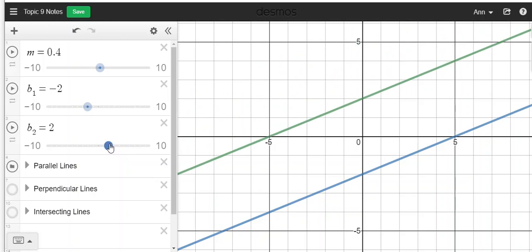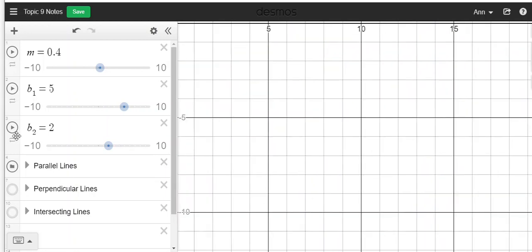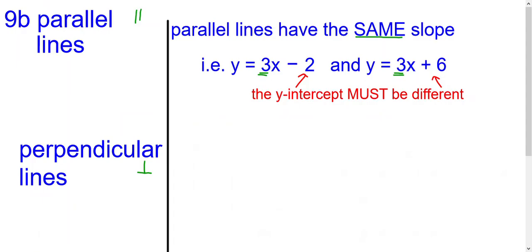Here's why they can't be the same. If I make both of the y-intercepts the same, they're both about to be 2. You see how they're the same exact line? So they do have to have a different y-intercept in order to be different lines. Okay? Let's look at perpendicular slopes now.